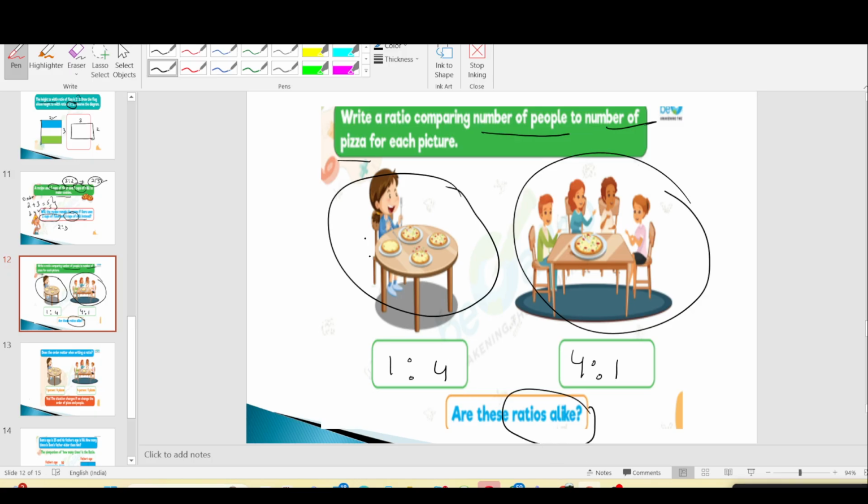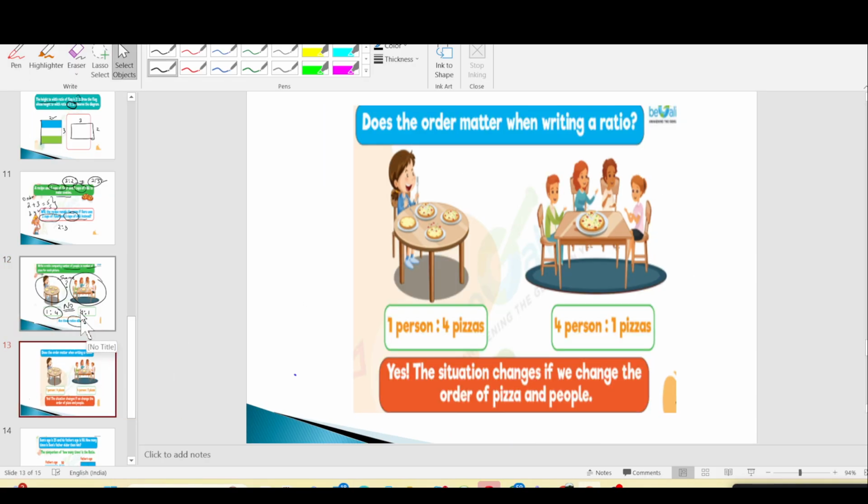Are these ratios same? Are they alike? Are they representing same thing? Is it same thing, either one person eating four pizzas or four people sharing one pizza? Are these situations same? No, because it's 4 people. So you can see when I'm switching the ratio, 1 to 4 or 4 to 1, it does not remain same, right? It means different. So the situation changes if we change the order of pizza and people. That means the order matters when we are writing a ratio. Is that clear?